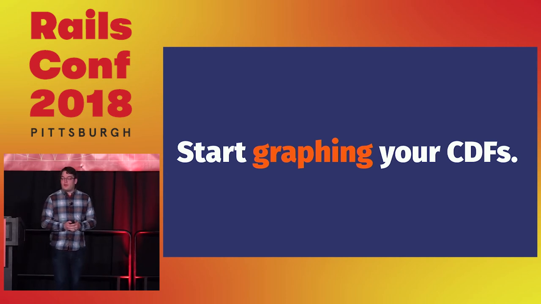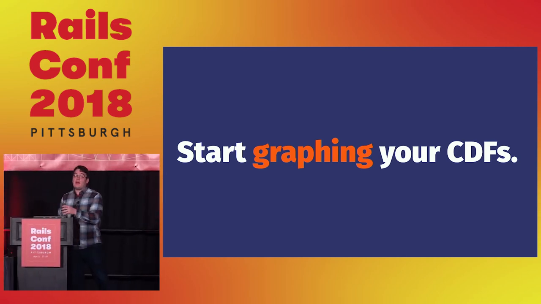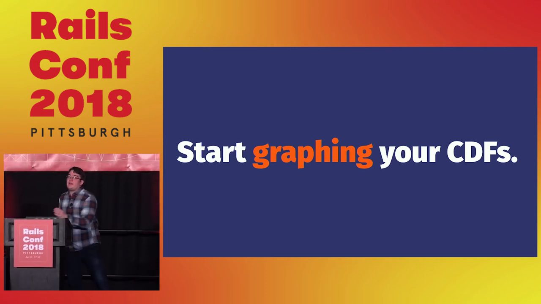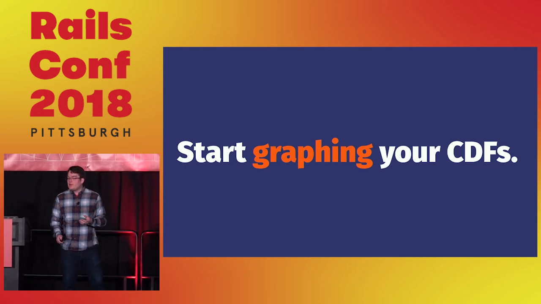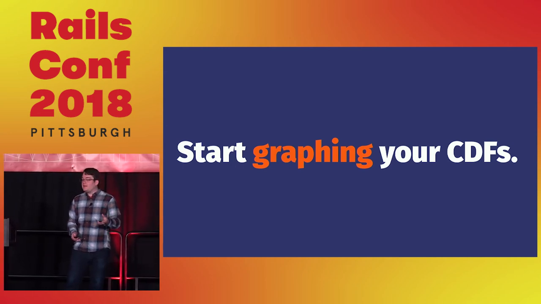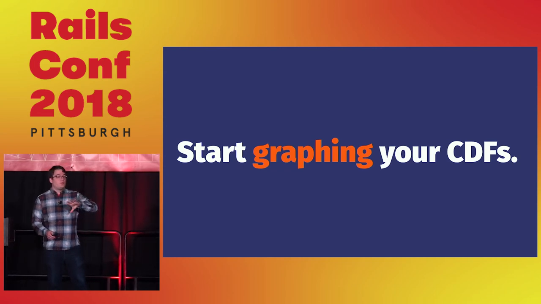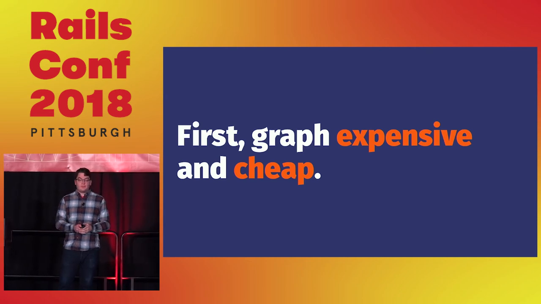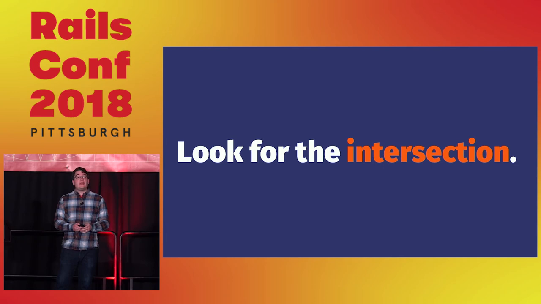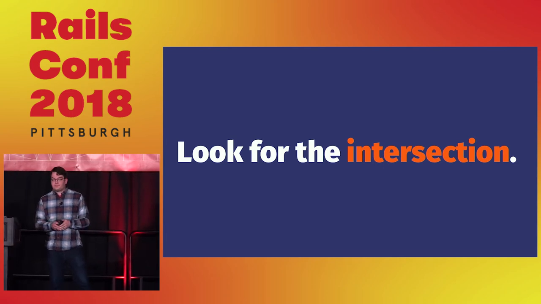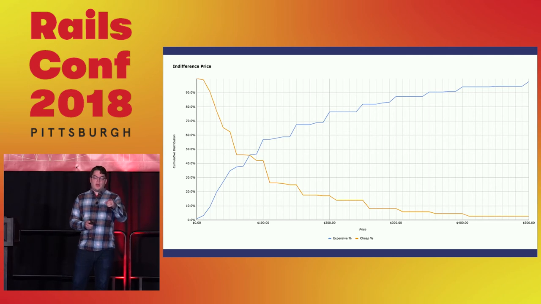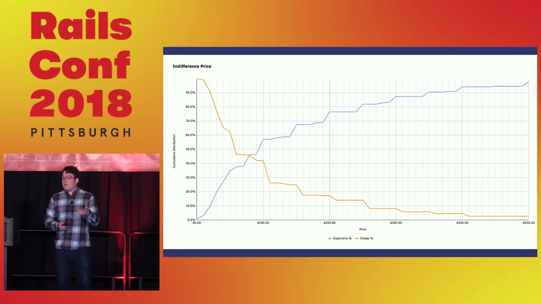All right, so we have the results of our doing statistics, and we now need to start graphing CDFs. Humans are an inherently visual species, so it really helps us to see the results of the data in order to understand what's happening. So first, we want to graph the expensive and cheap curves. And we want to look for the intersection. So let's do that. In this case, we have the intersection where the orange cheap curve and the blue expensive curve happens.